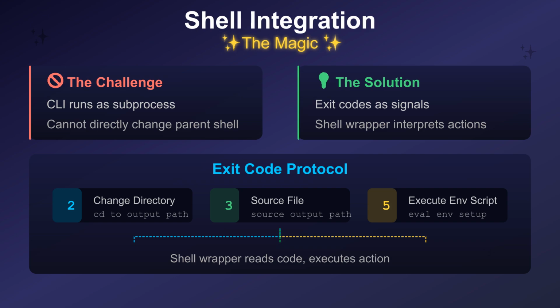Shell integration is the key innovation. Most command line tools cannot change your working directory because they run as subprocesses. PJMAI uses exit codes to signal the shell wrapper what action to take. Exit 2 means change directory, exit 3 means source a file.